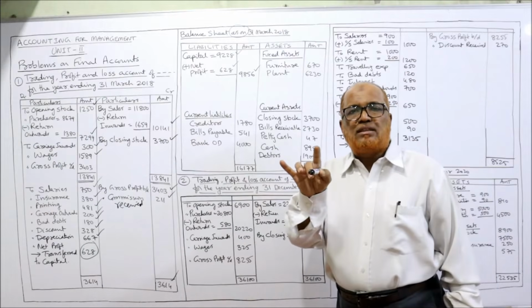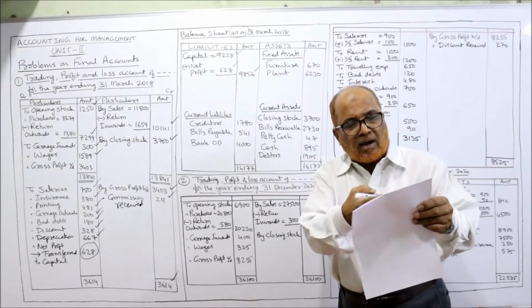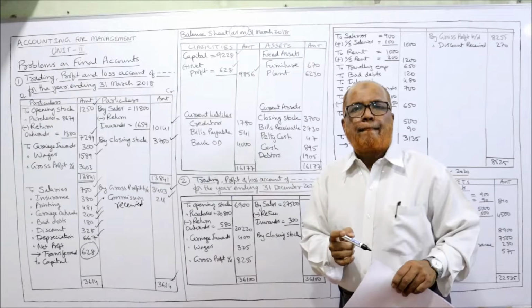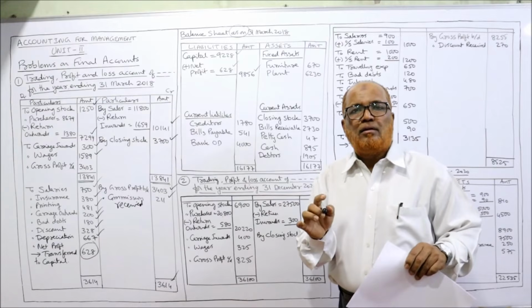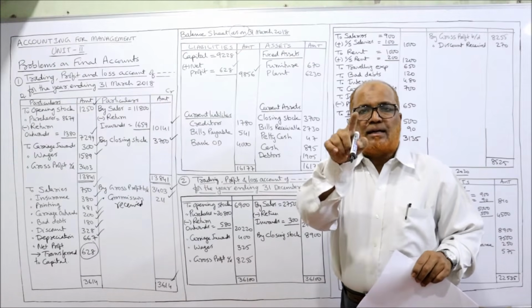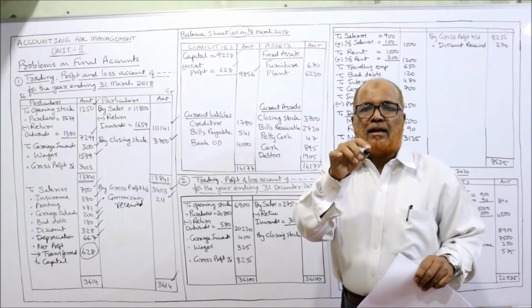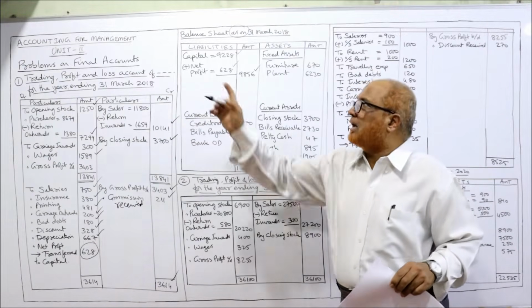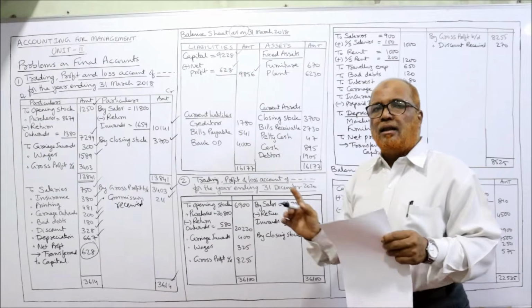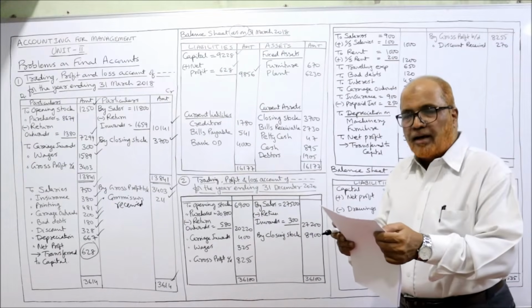If drawings were there, we would have deducted drawings, but drawings are not given in the problem. Next problem, drawings will be there. So remember, net profit will be added, drawings will be deducted from capital. Right? Now, after that, take the other items.